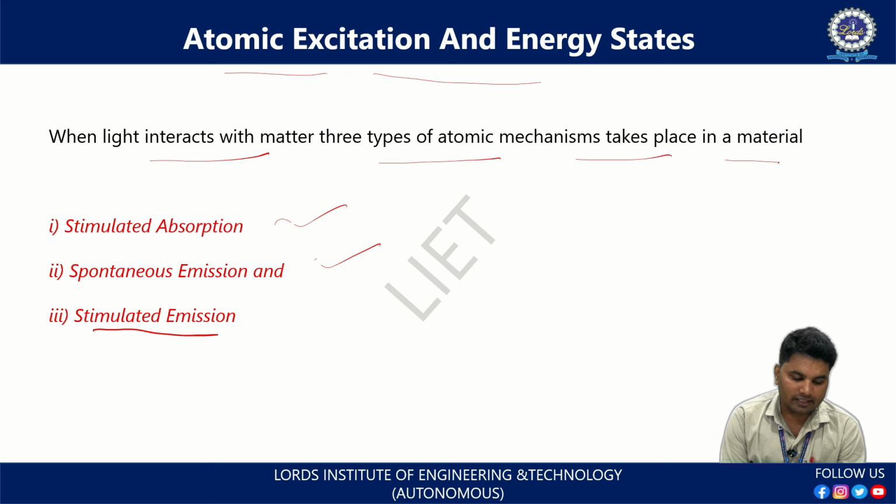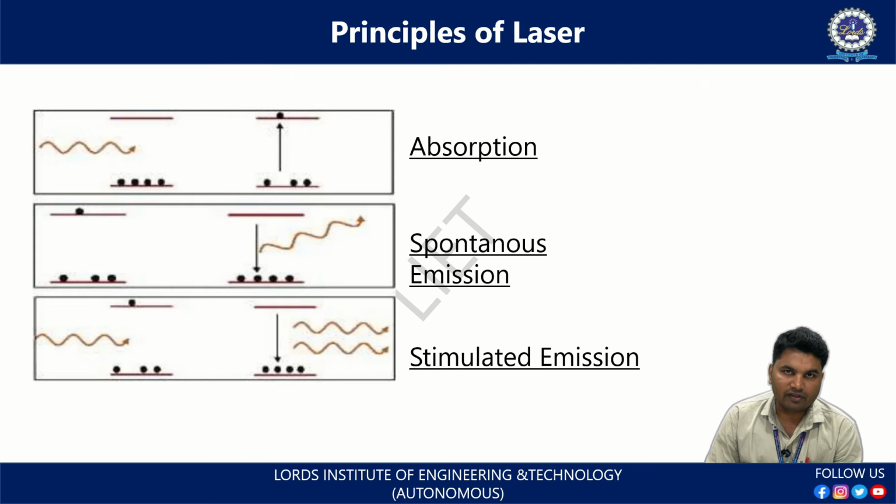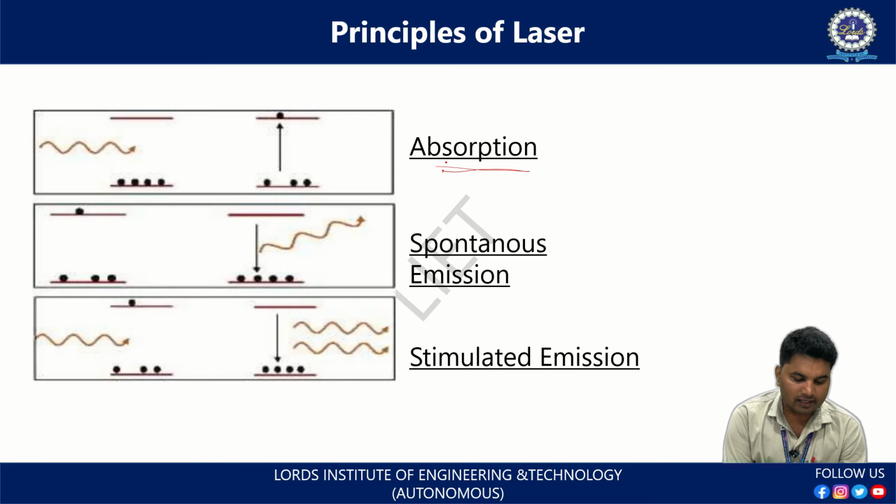So these are the three types: stimulated absorption, spontaneous emission, and stimulated emission. These are nothing but the principle of laser. As you can see here, in case of absorption, we are seeing the diagram where in the ground state, all the atoms are lying in the ground state. With the external photon of energy, the atom is jumping to higher energy state by absorbing photon of energy. So this is termed as absorption.